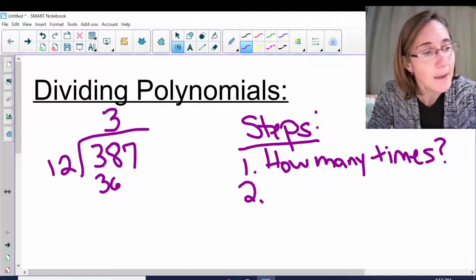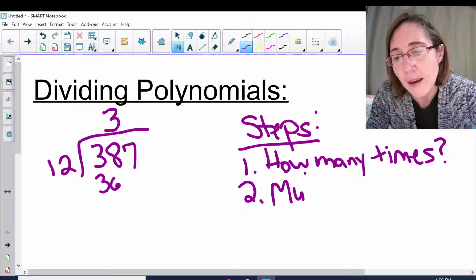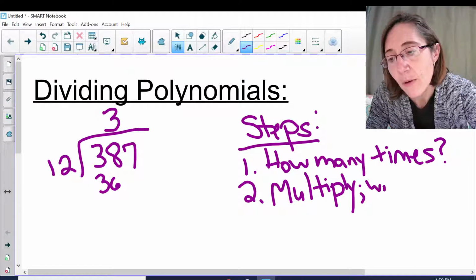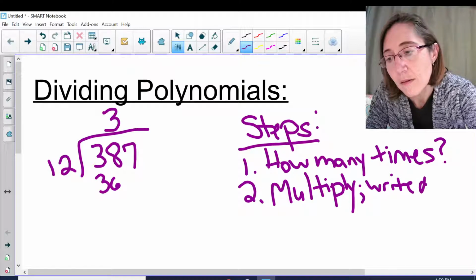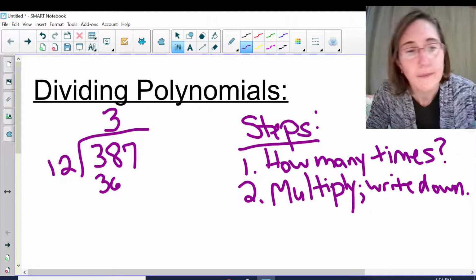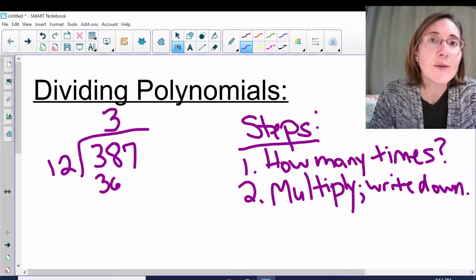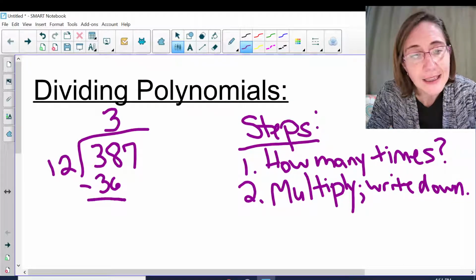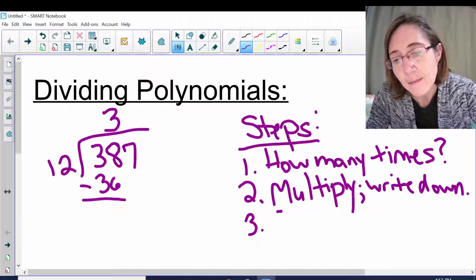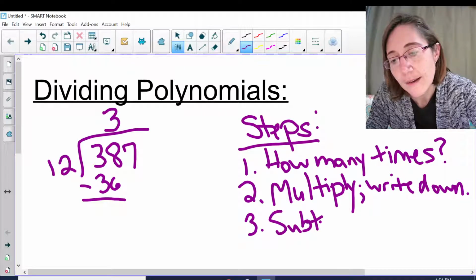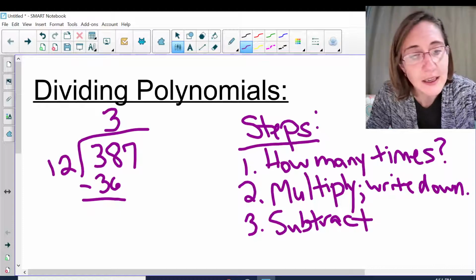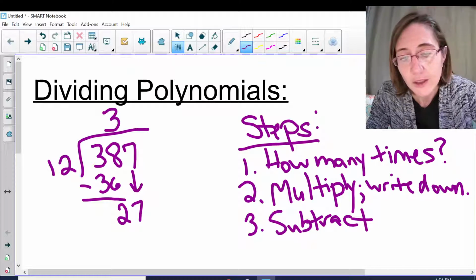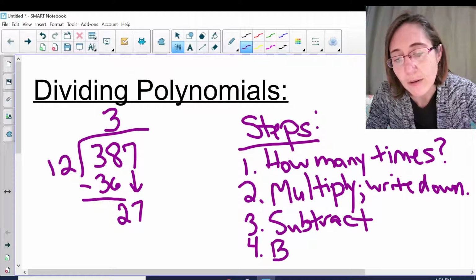So our second step is to multiply and write it down. Then what do we do next? What do we do with that 38 and that 36? We subtract them. So step 3 is subtract. So 38 minus 36, that's 2. And then we bring down the 7. So step 4 is bring down.